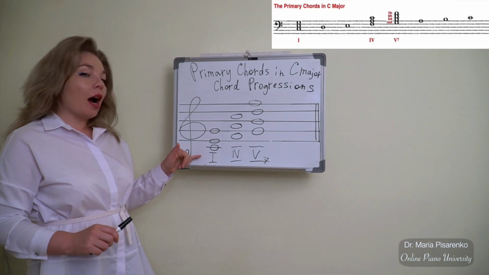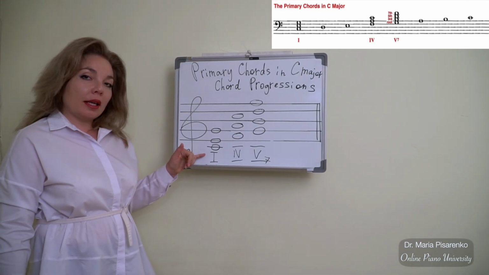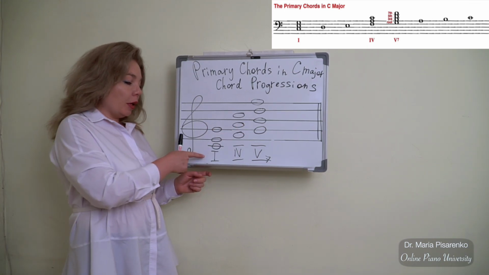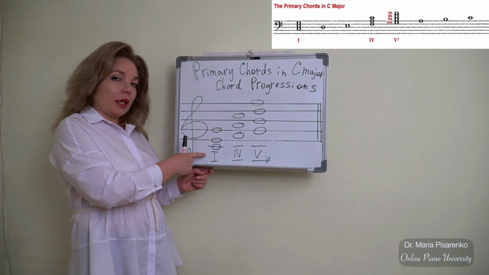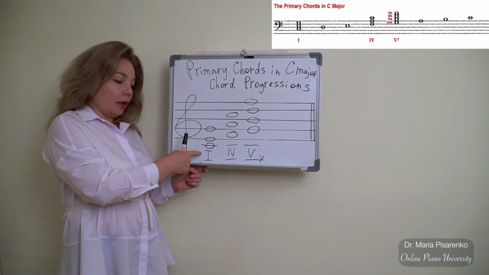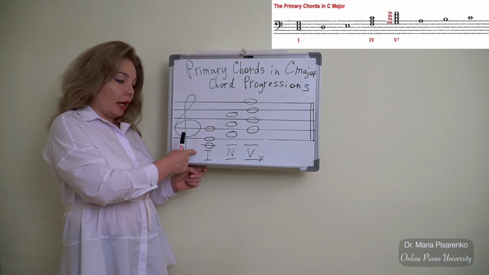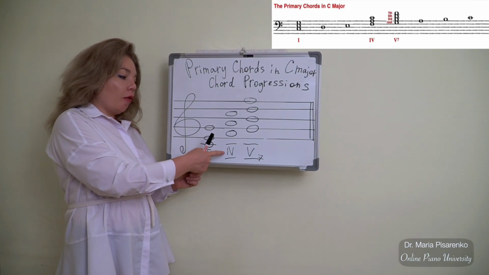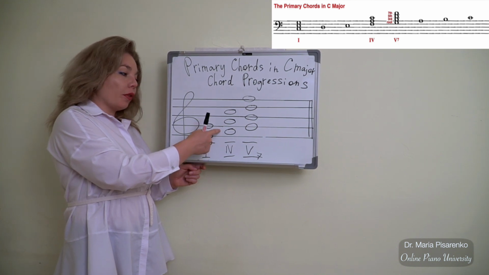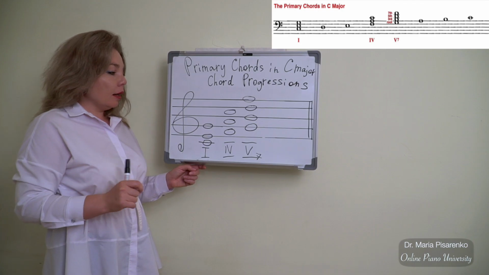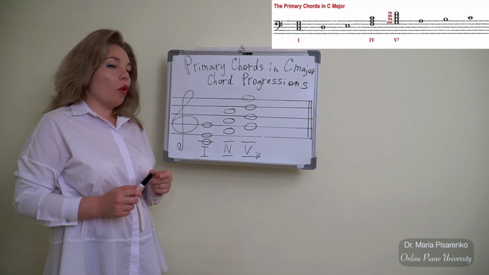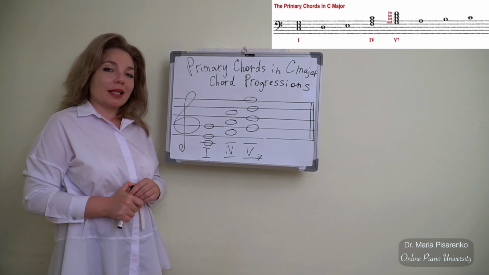The primary chords are always built on the first key of the scale, fourth key, and the fifth key. And we have the Roman numerals for those keys and those chords. 1 is for the chord that is built on the first key of the scale, like in C major. 4, we are using 4 for the chord that is built on the fourth key of the scale. Here, as we see here, F, A, C. And we are using 5 for the chord that is built on the fifth key of the scale.